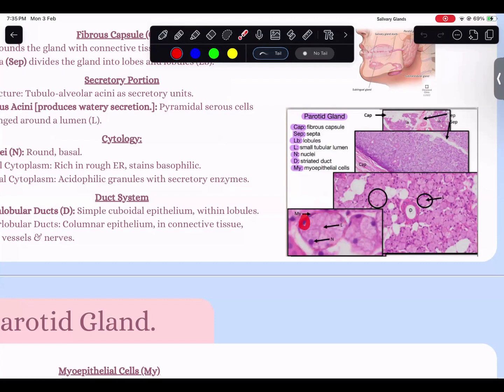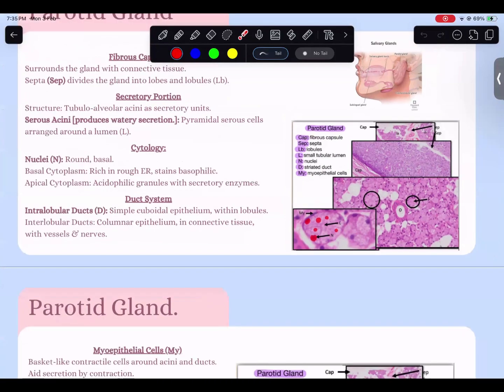Now these are also lined by myoepithelial cells. Myoepithelial cells are these, the flattened ones, and these are the nuclei. And these are the pyramidal cells inside. Okay, so this is a serous acini.